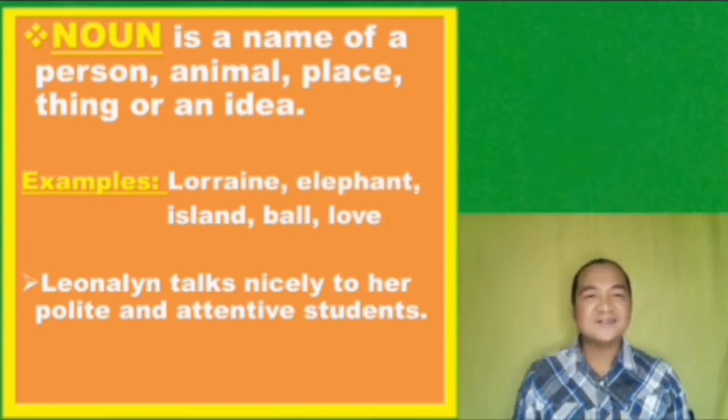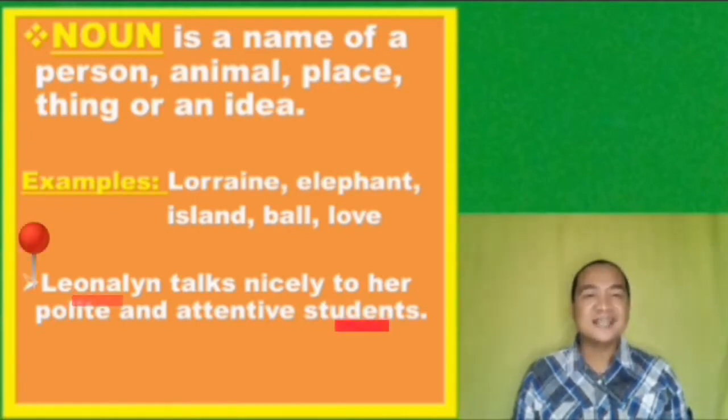Let's take a look at our example sentence. Leonaline talks nicely to her polite and attentive students. We have 2 nouns in this sentence. Can you see them? Our nouns in this sentence are Leonaline and students. Leonaline and students are nouns. Leonaline is a name of a person. The noun students refers to 2 or more persons.